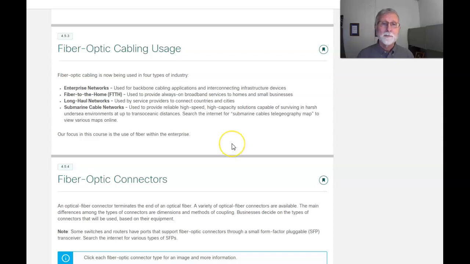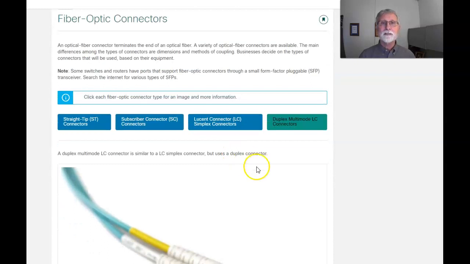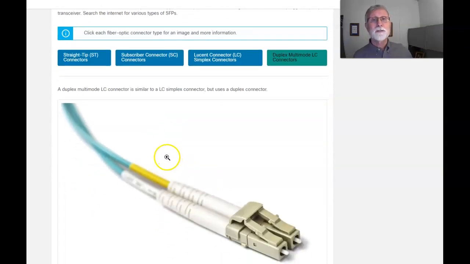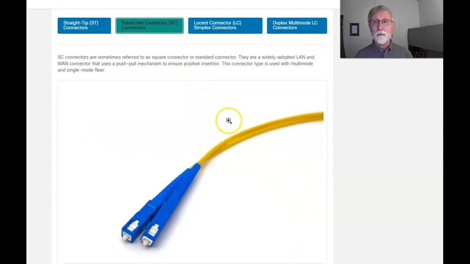It's kind of interesting. Now, there are different connectors with fiber. There's basically 4 different ones. One, you've got the straight tip connector. Now it can have a single or a dual connector. This one's got the dual connector in it. You can have the subscriber connector, which says, hey, I've got 2 individual ones. It's got a square connector, widely used for LAN and WAN connections. It makes it easy to ensure a good connection.